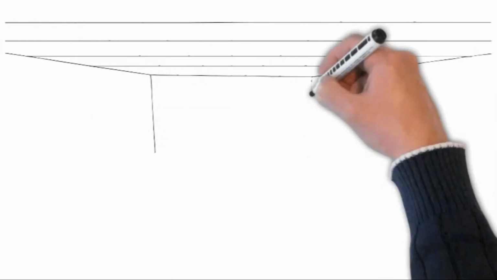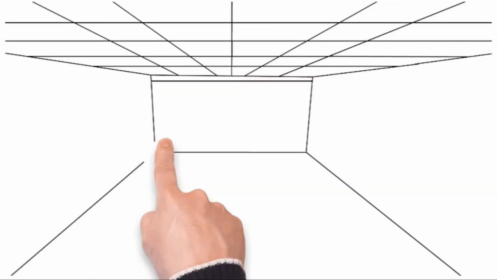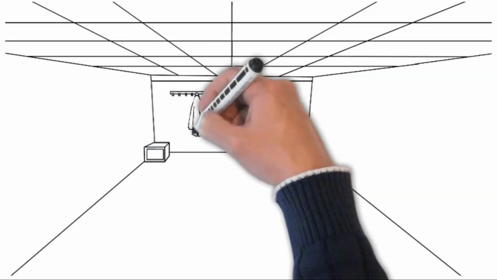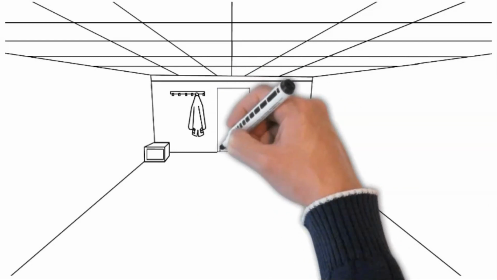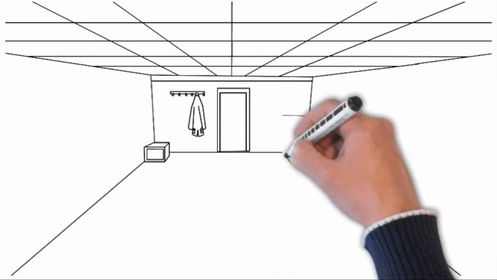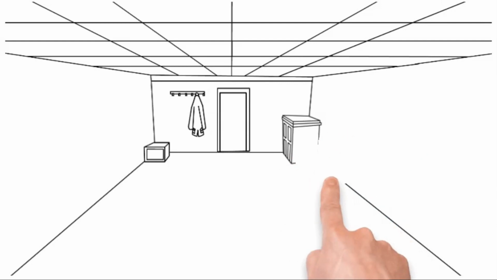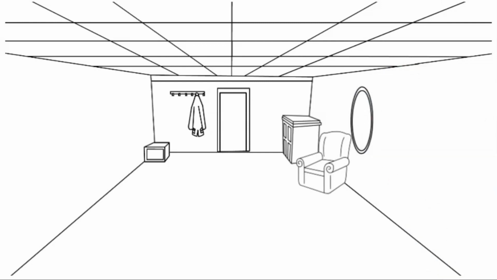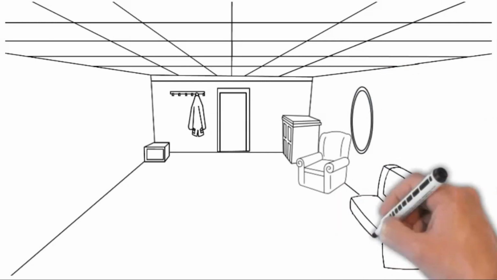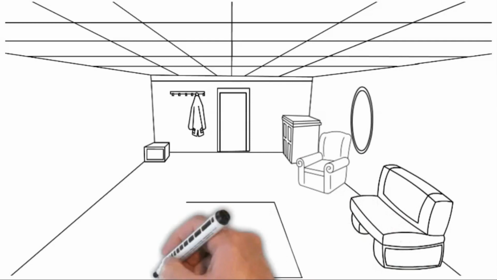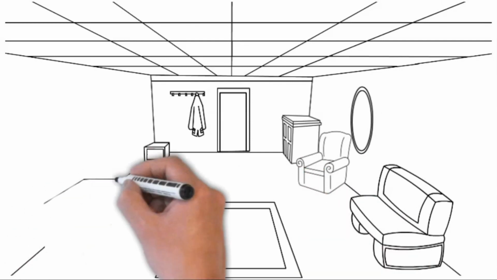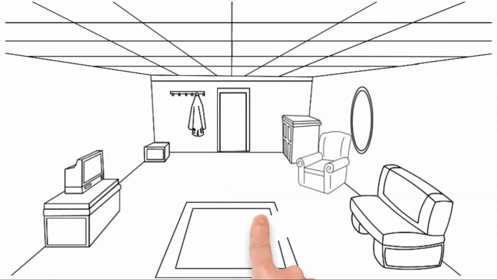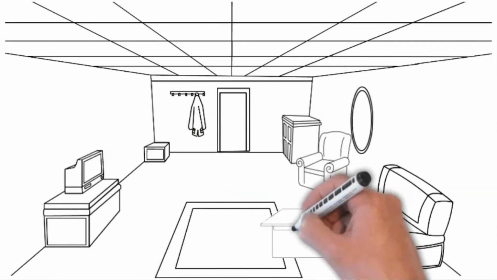Let's review. Say the furniture as it is being drawn. End table. Coat rack. Entry. Cabinet. Armchair. Wall mirror. Sofa. Rug. TV stand. TV. Coffee table.